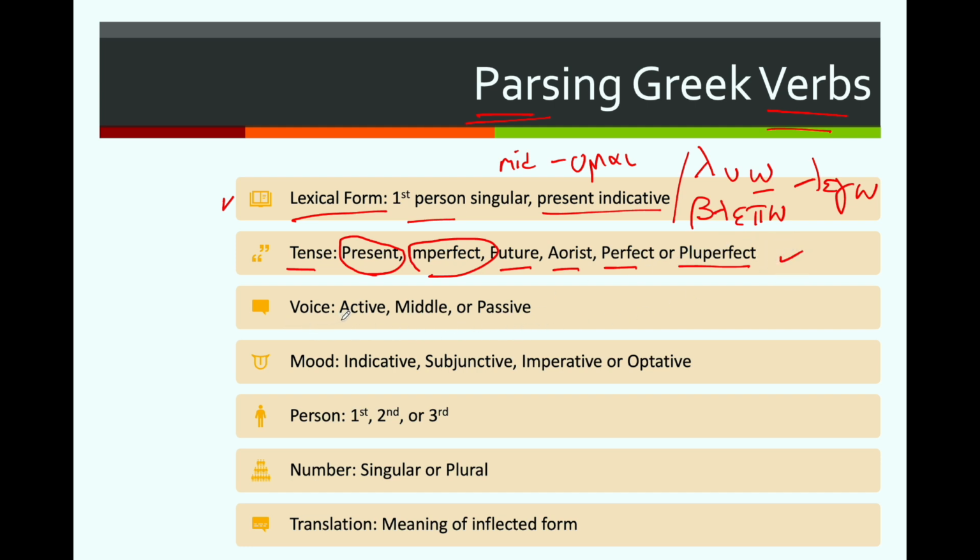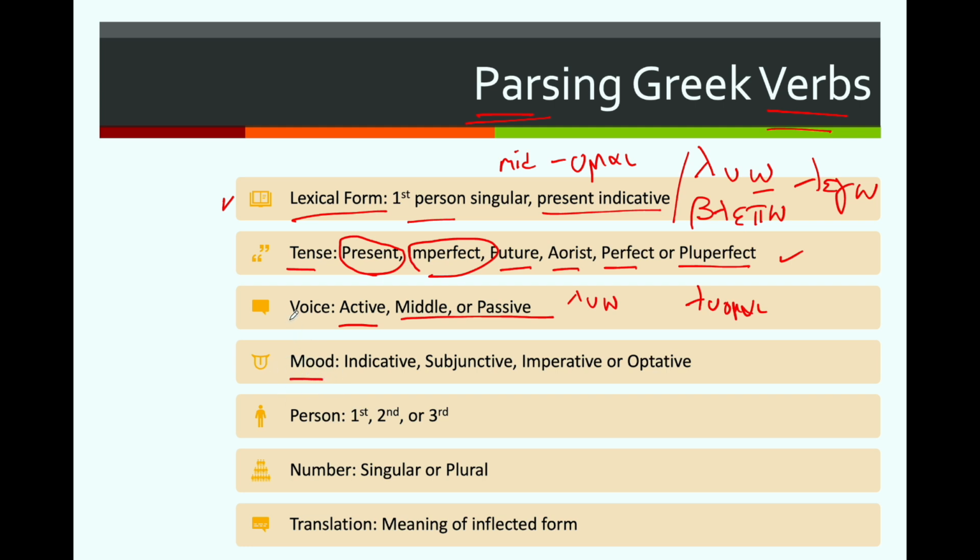You'll be asked to parse what voice it is. So is it active voice, or is it middle or passive? Okay, so luo, active, luomai, middle or passive.